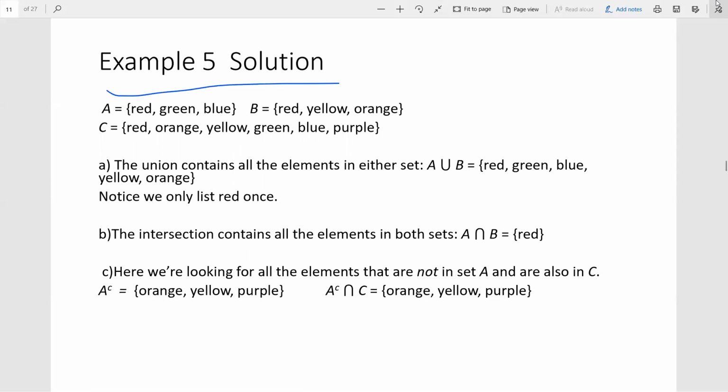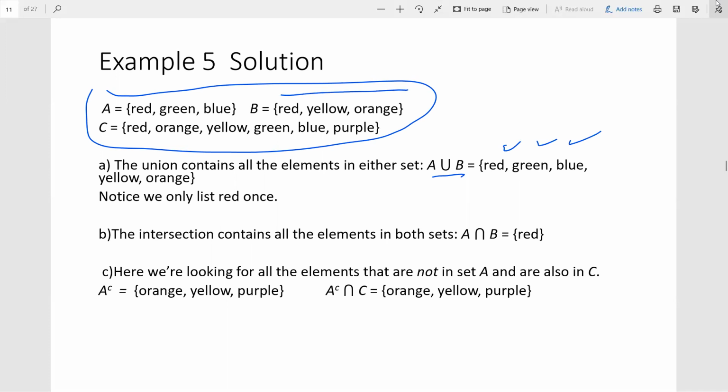Here are the sets we were talking about. The union A union B has got to be all the elements that are in either set. So we're going to have red, green, and blue, and then we look at the elements in B. It's already got a red, so we're going to keep the red, obviously, but we're going to pick up yellow and orange. So A union B is just basically all the elements that are in A and B. And of course, we only listed red once.